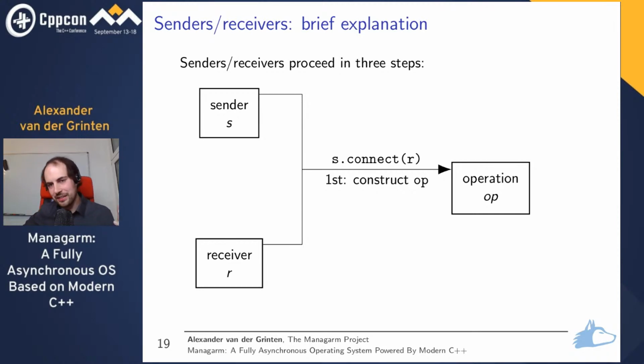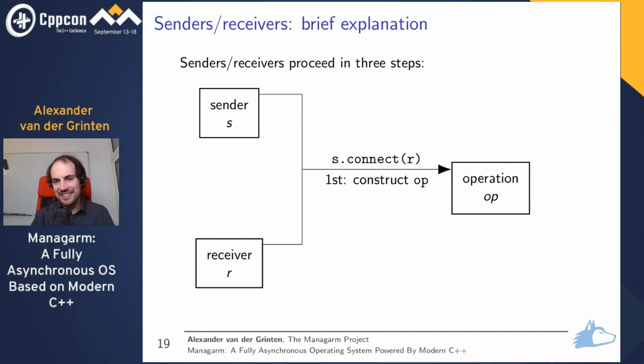Why is that interesting? Usually the sender and receiver are just movable objects. They store some data and they can be moved around, but the operation is something that cannot be moved. And why can't it be moved? Because at some point the operation needs to complete. And for that, we usually need a pointer to the operation. So the pointer must not change. Otherwise, we run into problems.